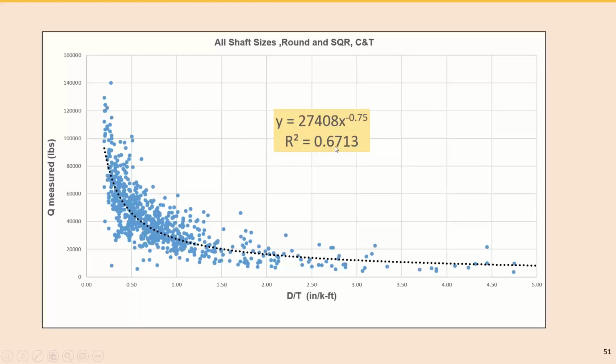there is a trend. And look at the R squared here: it is 0.67. This is for all round and square, compression and tension. From 0.09, I went to 0.67. That means 67% of this empirical relationship is explained. That means 67% of the change in Q measured is explained by the change in D over T. The other 33%, I don't know. It's not explained, but at least it's better than 0.09.